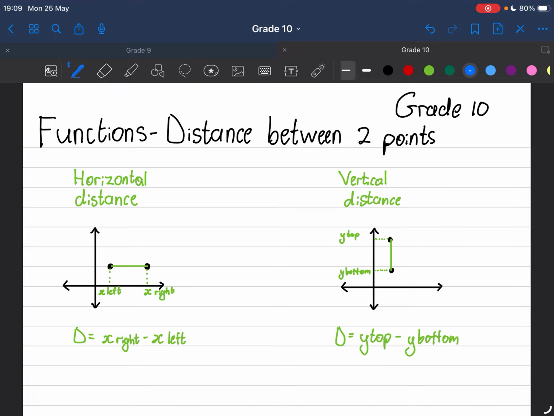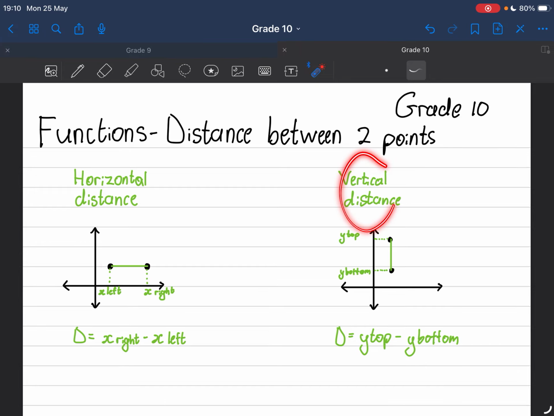If I had 2 points, for example this point and this point, and they were in line horizontally, you can calculate the distance between them by taking the x coordinate of the point to the right minus the x coordinate of the point to the left. So x right minus x left. Obviously you'd need to know these coordinates, so you'd know what the x value here and the x value there is, and then you'd minus them.